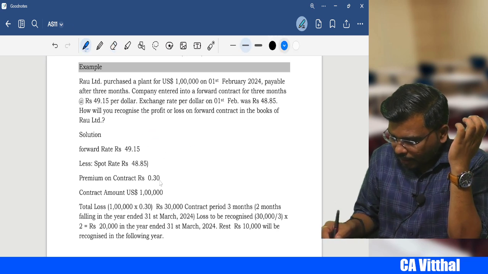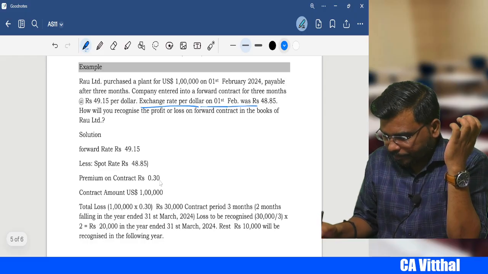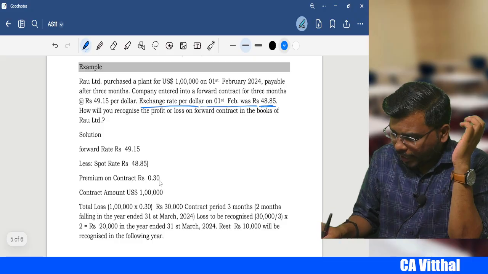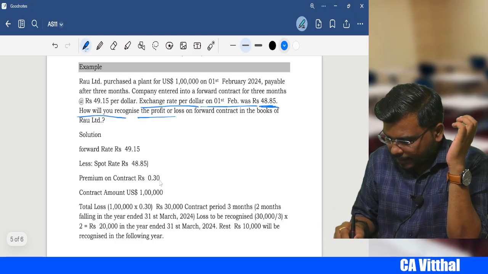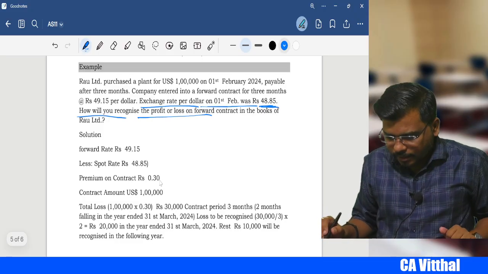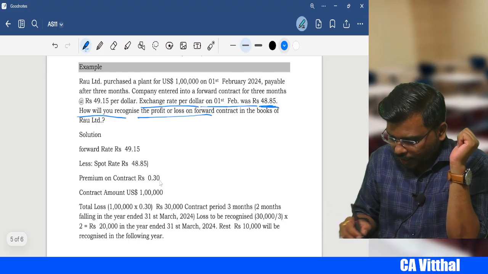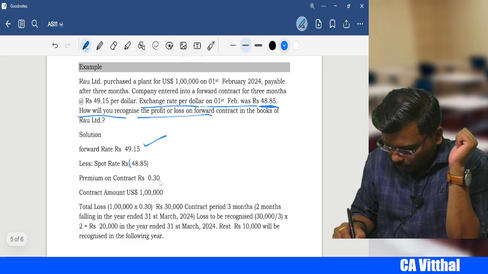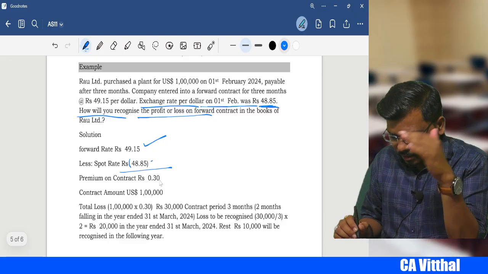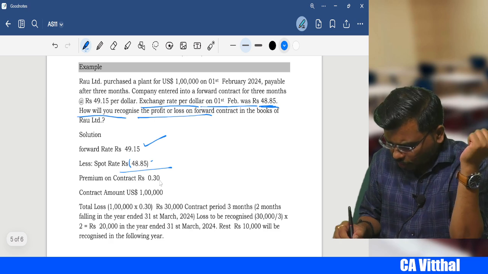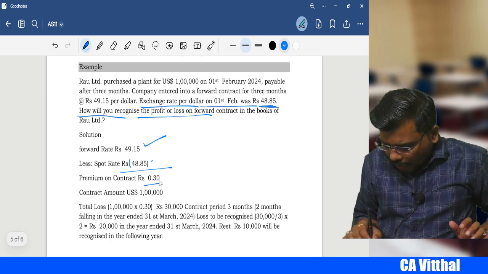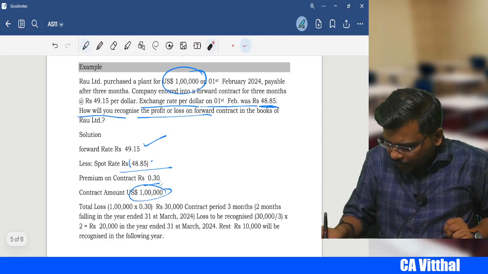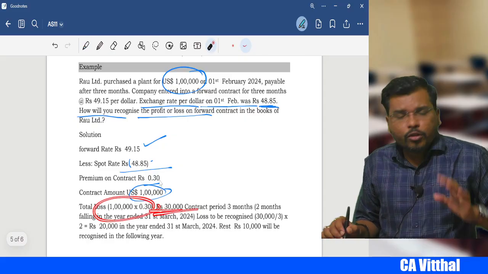Then the exchange rate per dollar on 1st Feb is 48.85. How will you recognize the profit or loss in the forward contract in the books of Rao Limited? First, what's the forward rate? 49.15. What's the spot rate? 48.85. So we have to pay more money now. How much more? 30 paisa more. The total amount payable is $1 lakh, so $1 lakh into 30 paisa. Total we need to pay 30,000.